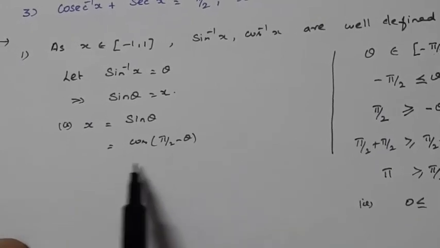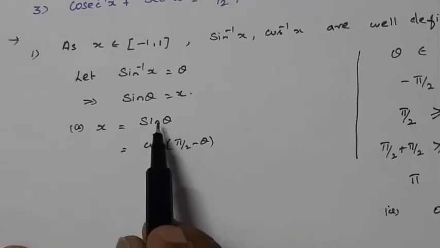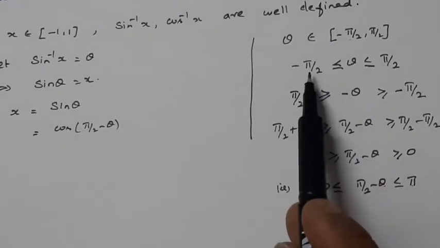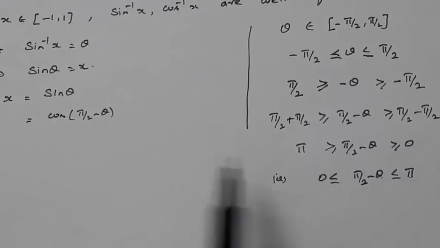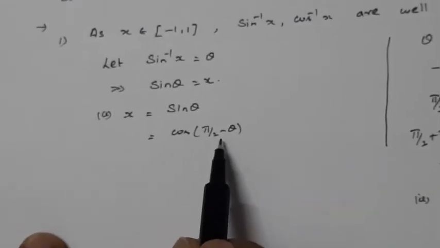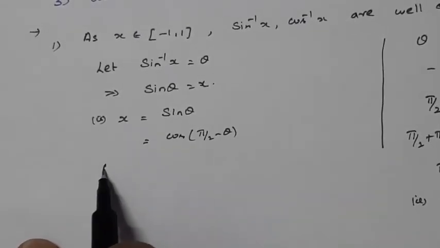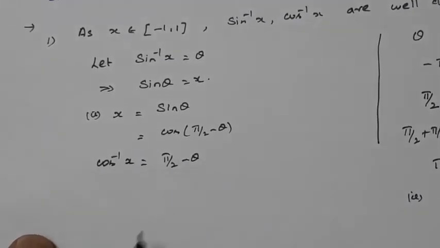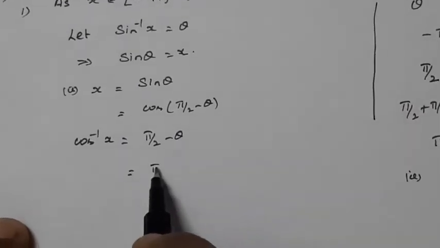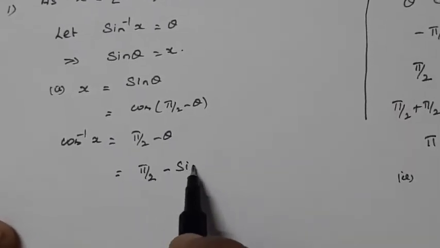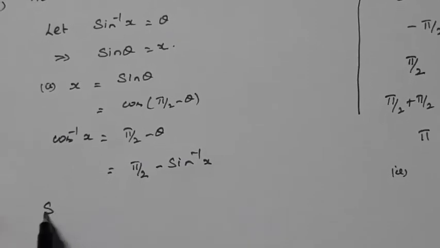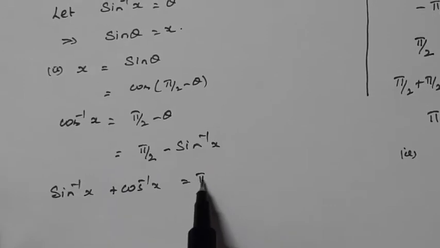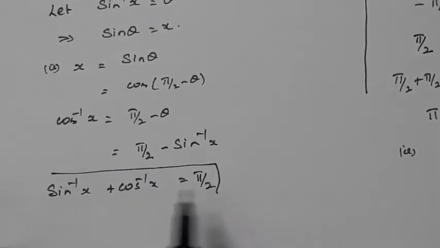Now this is also true: cos of pi by 2 minus theta is equal to sine theta, and moreover pi by 2 minus theta lies in 0 to pi when theta belongs to minus pi by 2 to pi by 2. So this is cos of pi by 2 minus theta. Now moving cos to the opposite side, we have cos inverse of x is equal to pi by 2 minus theta, and then replacing theta, we have pi by 2 minus sine inverse of x. Then moving the sine inverse to the opposite side, we have sine inverse of x plus cos inverse of x is equal to pi by 2.